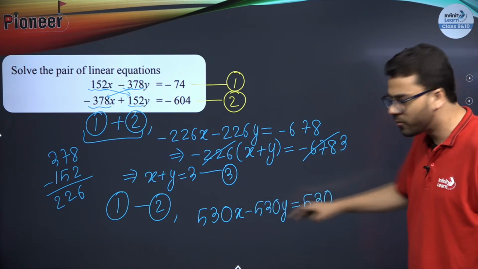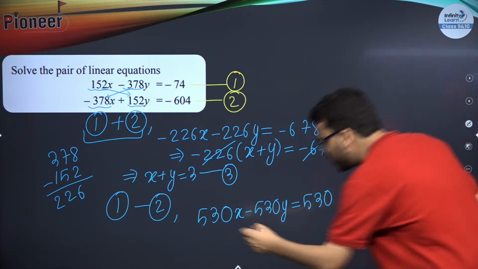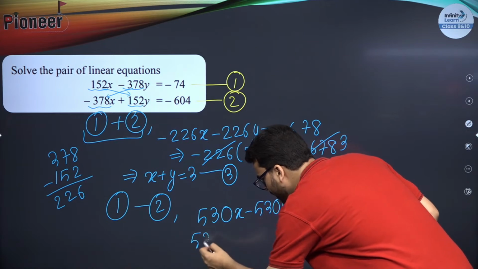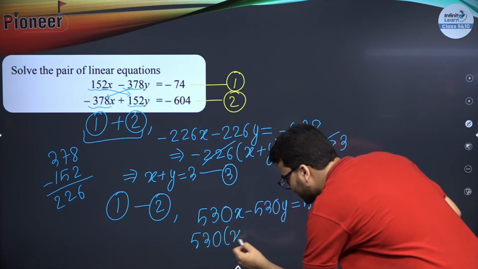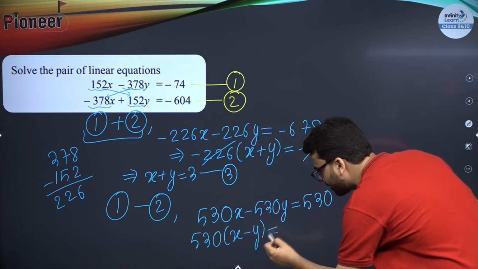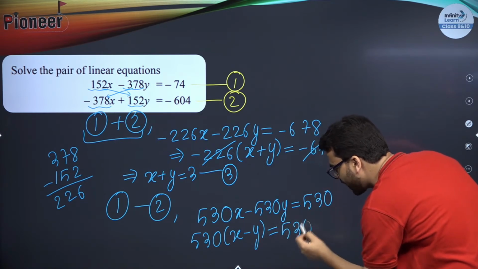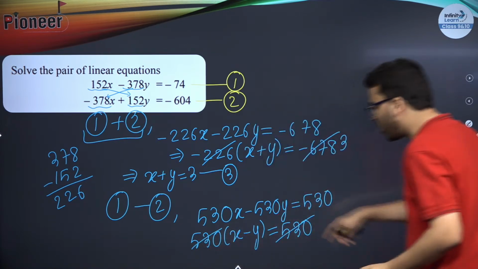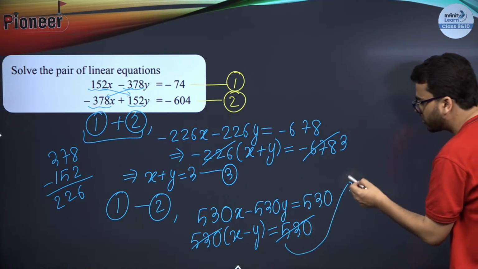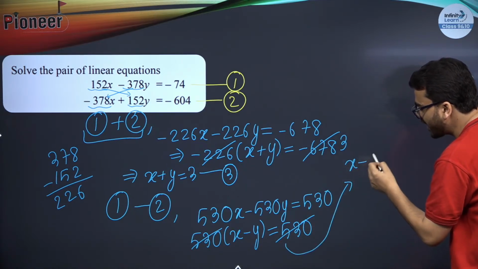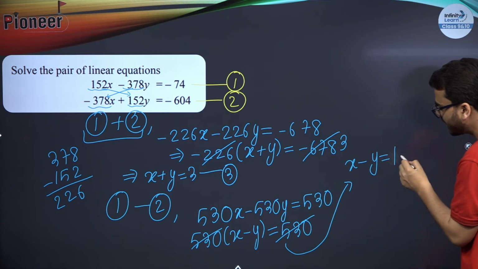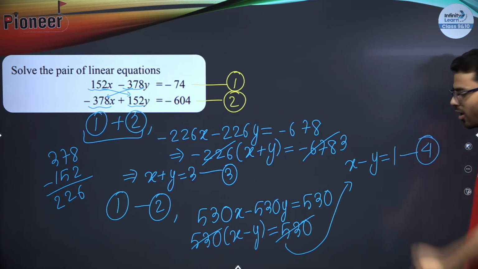If you divide both sides by 530, what will you get? You can take 530 as common. So what will you get over here? 530 times x minus y is equal to 530. So I can cancel out 530 over here. So I have got this second equation to be x minus y is equal to 1 only, and that is the fourth equation. You got that logic or not?